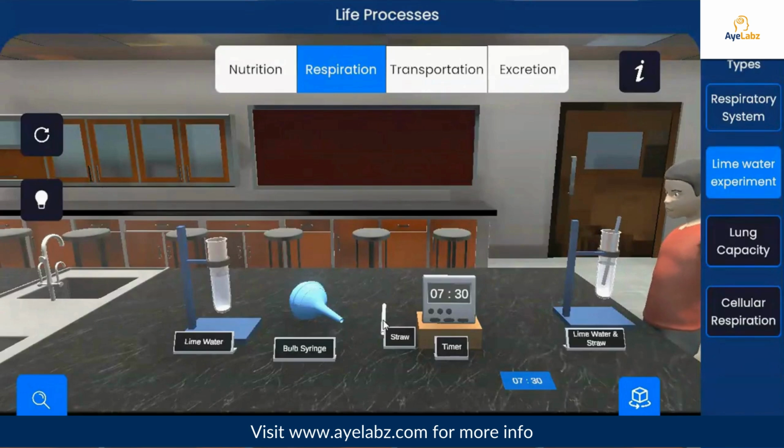Now, click on this straw to connect it to the bulb syringe and place it inside the other test tube. Click on the bulb syringe to pump air out into the lime water. Observe the time taken for lime water to change color.